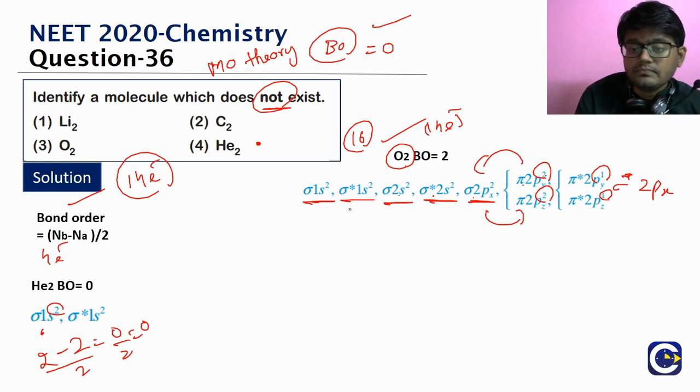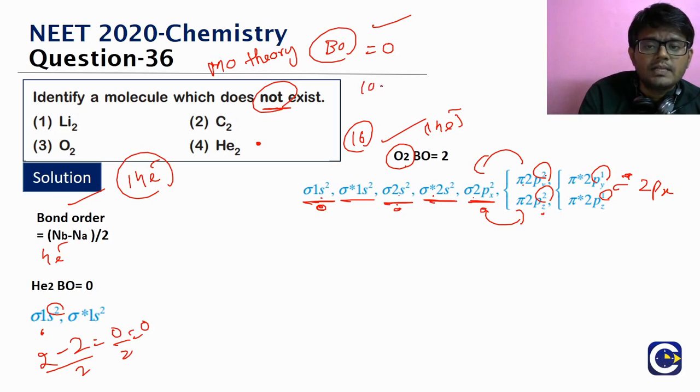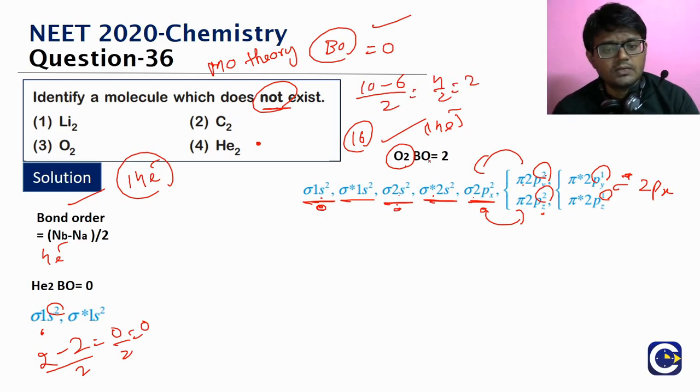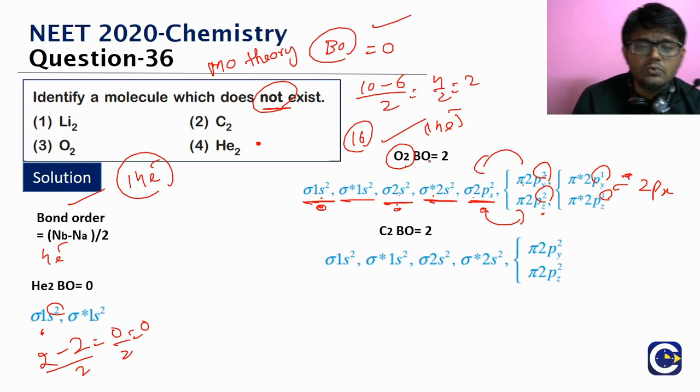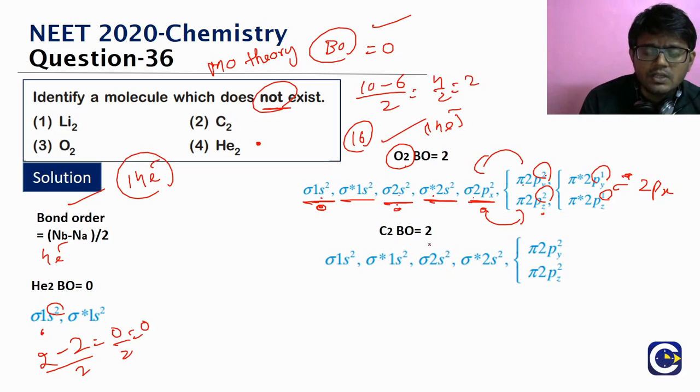Now here we are looking at what is the bond order. We have to count the number of electrons in bonding orbitals. So look at this: 2 plus 2 is 4, 4 plus 2 is 6, then 6 plus 4 is 10. So we'll have 10 electrons in the bonding orbitals, minus anti-bonding, which is 6. So 4 by 2, which is equal to 2. That is why O2 has a bond order of 2.